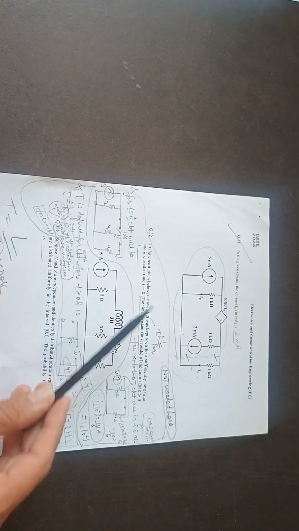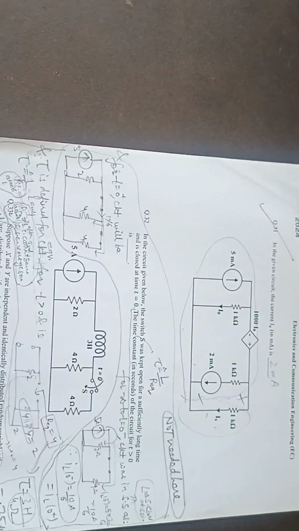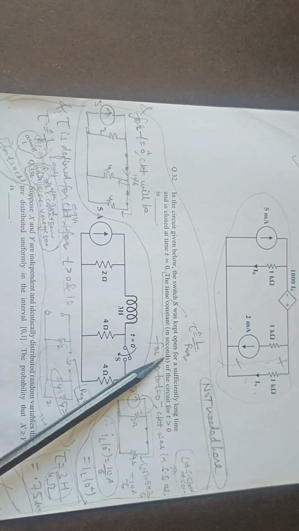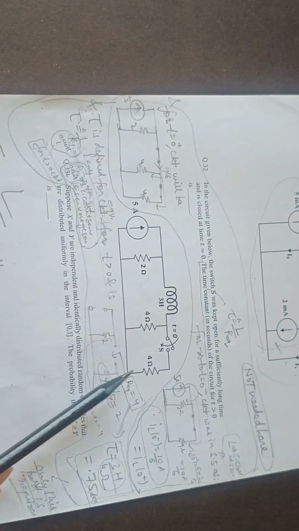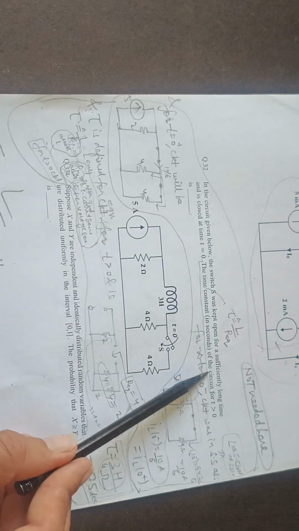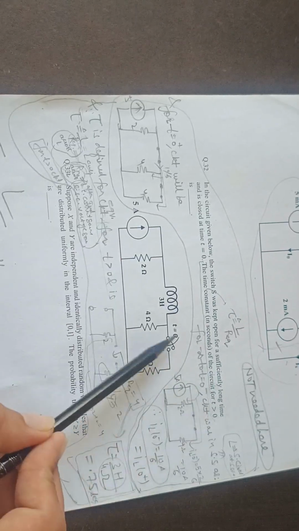Last question is like super easy. It is saying that in the circuit shown below, the switch S was open for sufficiently long time and is closed at time t equal to 0. The time constant of the circuit for t greater than 0 is. So we need to find the time constant of this circuit. Time constant is always found after the switch is closed, so for t greater than 0.